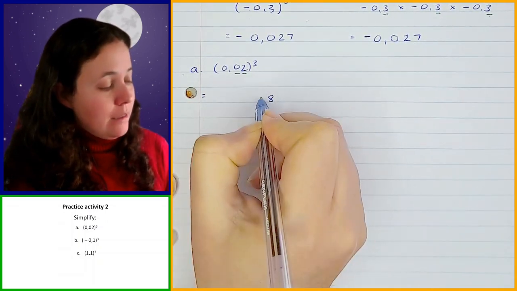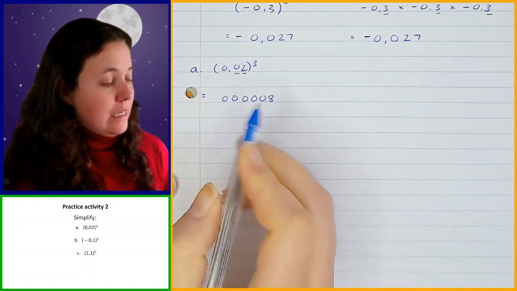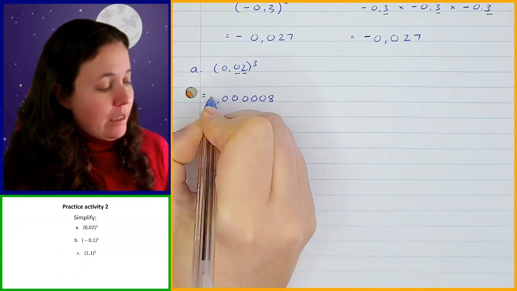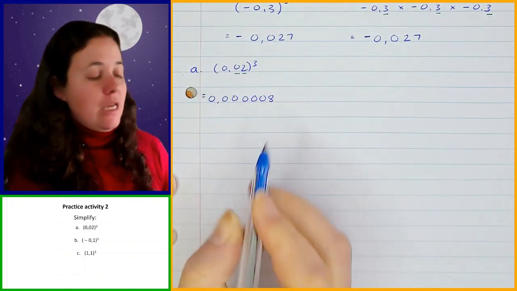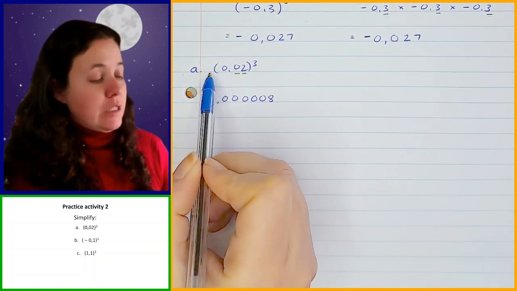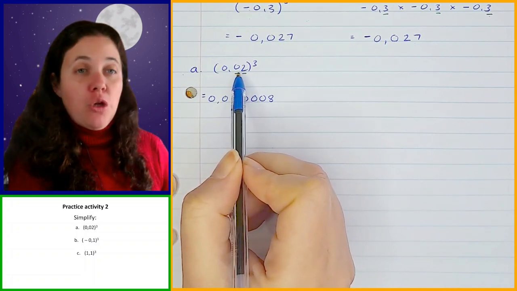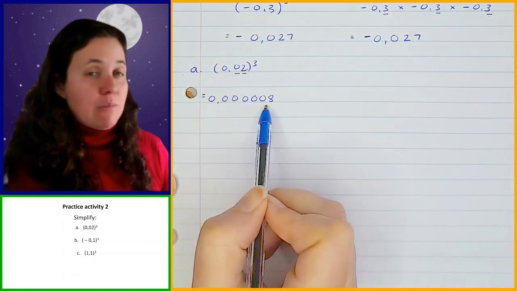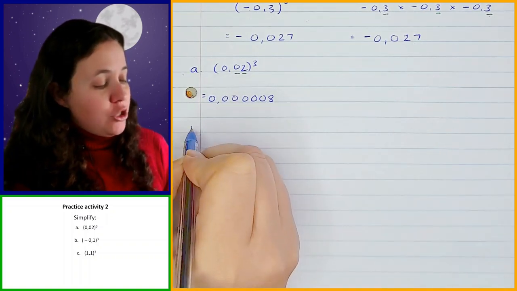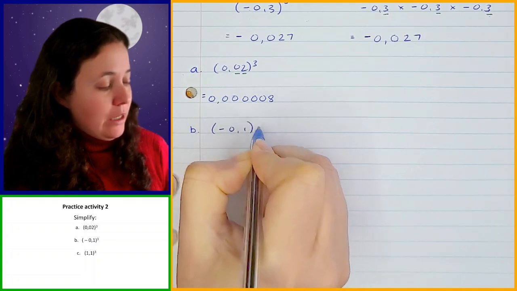So I've got 1, 2, 3, 4, 5, 6. So now I've got my 6 decimal places. Then I put in my comma and my extra zero in front. So that is what you should have got for this one. It's positive because we started with a positive number, so I didn't have to worry about the sign. I cube the 2 and I make sure that I have, in this case, 6 decimal places because I started with 2 decimal places.